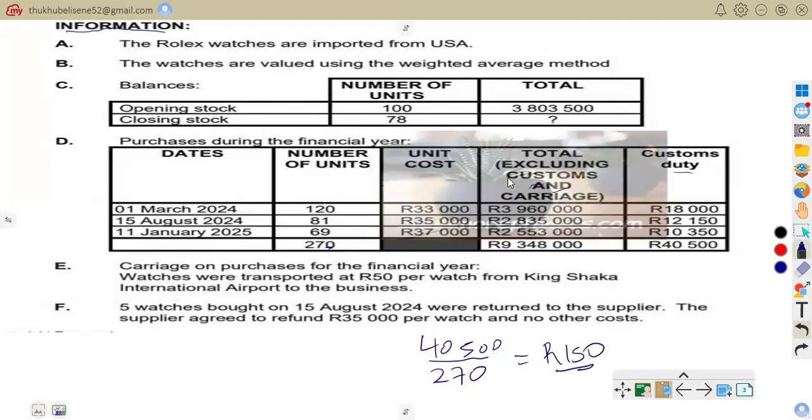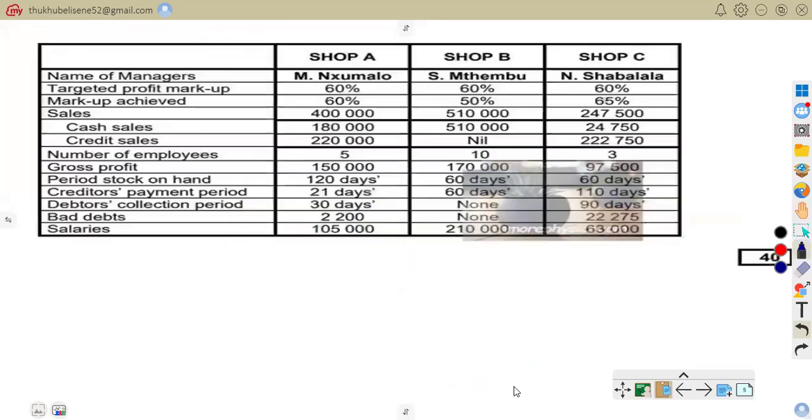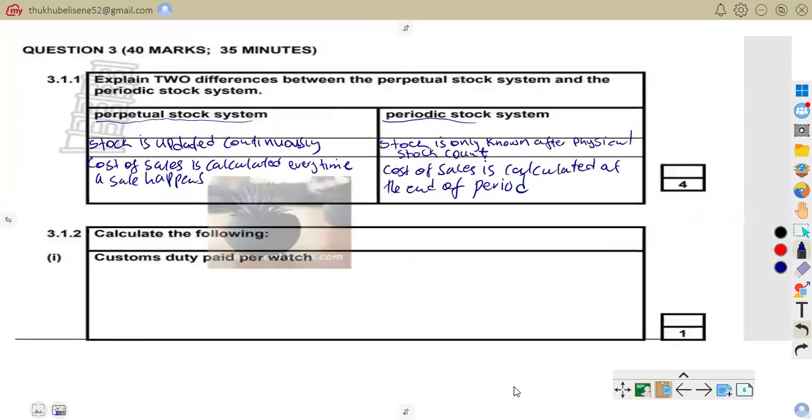So that is that. You're not going to use these amounts for total excluding customs and carriage, because the question was clear. We were asked to calculate custom duty, which is 18,000, 12,150, 10,350. All in all, they give us how much? 40,500. And then the number of units, as you see, from the 1st March to the 11th January 2025, we got this 270. So all in all, they will give us 150. So let us just go to our answer book and then record it.